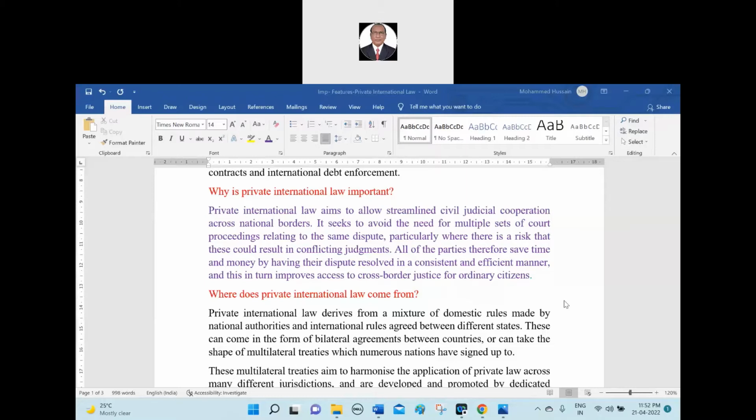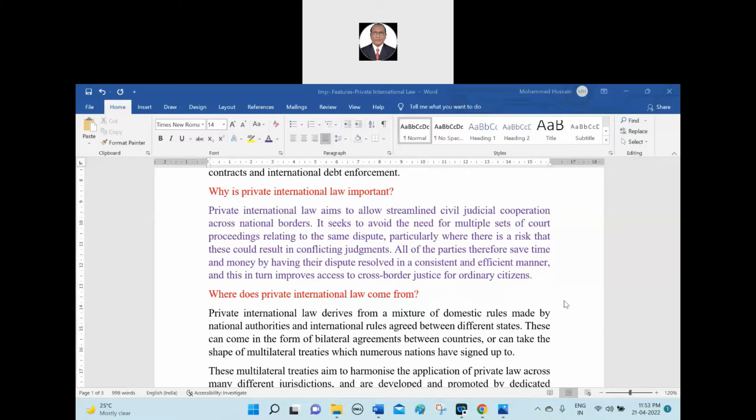All of these parties therefore save time and money in having their dispute resolved. They want to save money and time, and the dispute should be resolved in a consistent and efficient manner. That is the aim of private international law, and this in turn improves cross-border justice for the ordinary citizen. A citizen who comes to the court in a dispute of private international law should not suffer. That is the main aim, where the parties should not go away with empty hands, and the parties should be given justice.